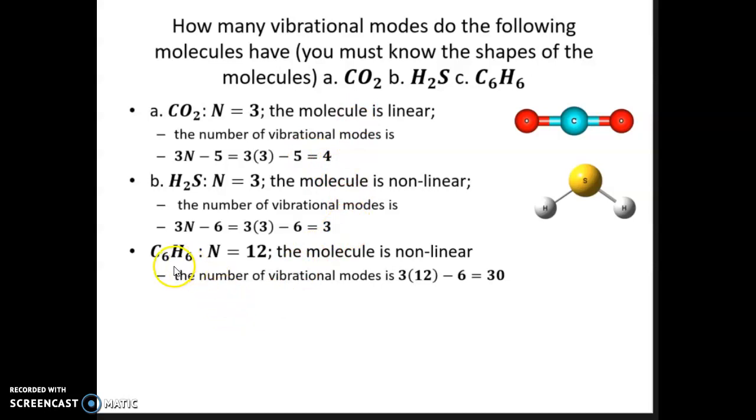So then we have the benzene molecule. The molecule is non-linear. There are 12 atoms, 6 carbon atoms, 6 hydrogen atoms, and then we have 3 times 12, that's 36, minus 6.